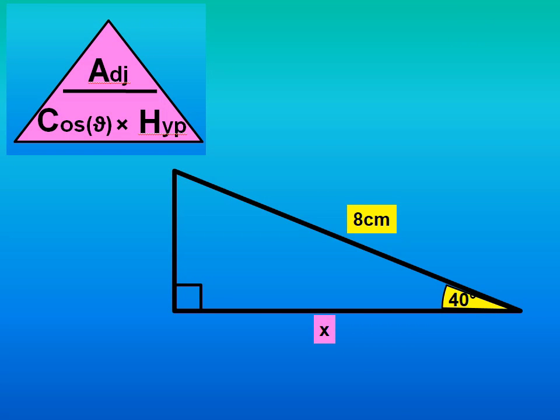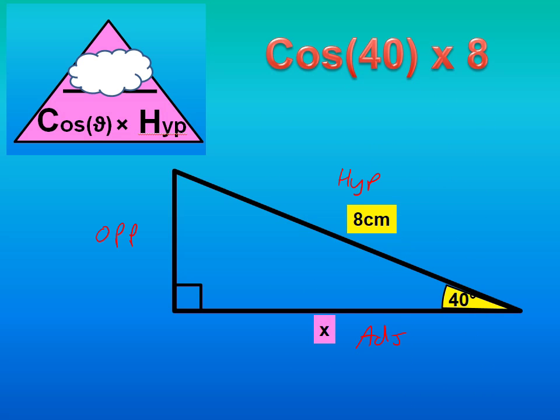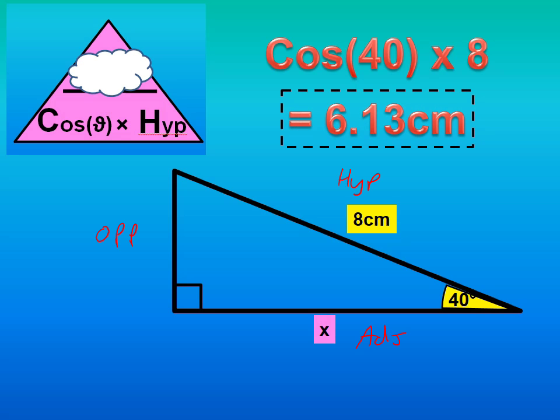Now the next formula works exactly the same way. Same method. Here is our triangle. First step as before, label hypotenuse, opposite, and adjacent. We are trying to work out the adjacent, so we're going to cover the adjacent in our formula, and that leaves us with cos theta times by hypotenuse. So that's cos 40 times by 8. Put that into your calculator and that should give you 6.13 centimeters.